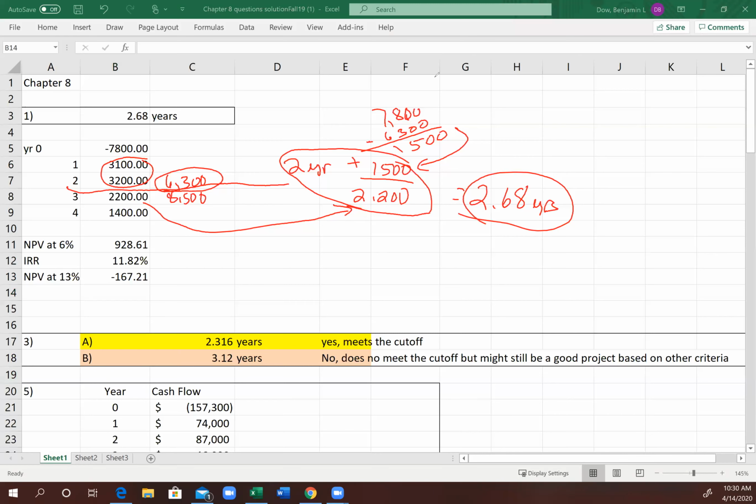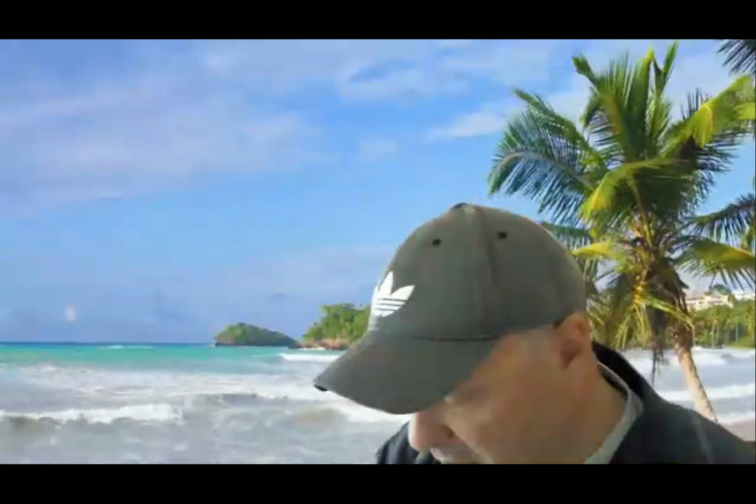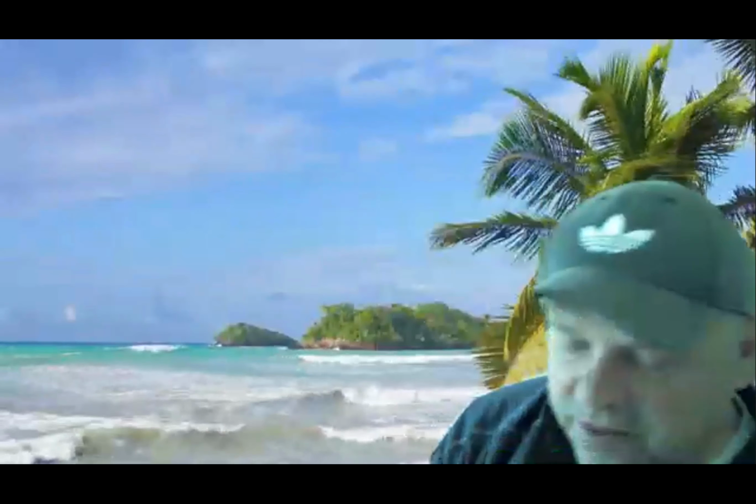If you were to sell a business at year 4, would that count as cash flow? If you were to sell the business? Yeah. Well, I mean, so what happened?